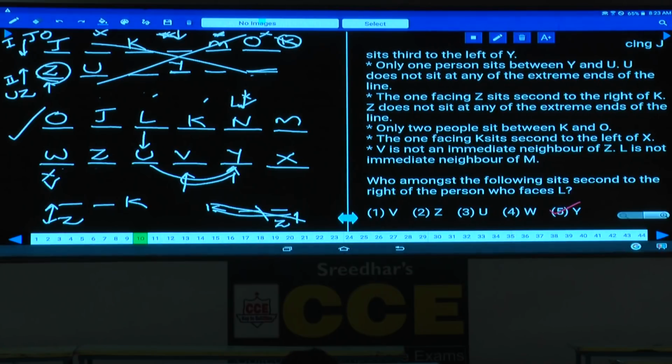Now this is about question number 6 to 10. 12 persons seated in two different rows, 6 persons in one row and 6 persons in the second row. Then question numbers 11 to 15.